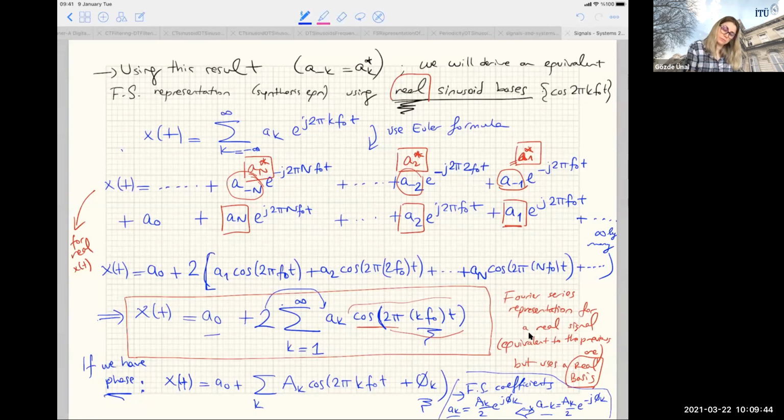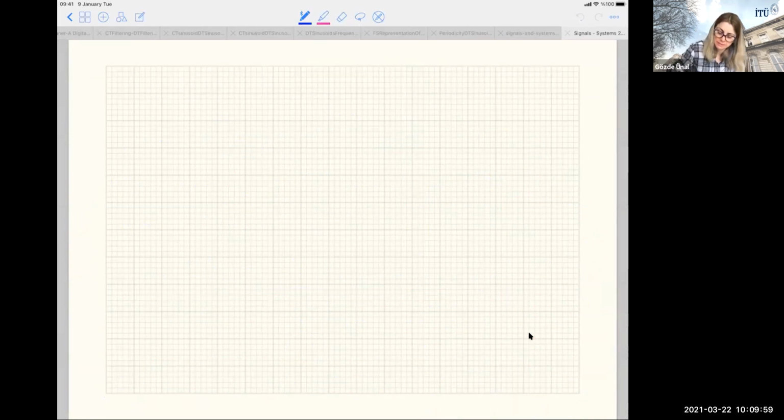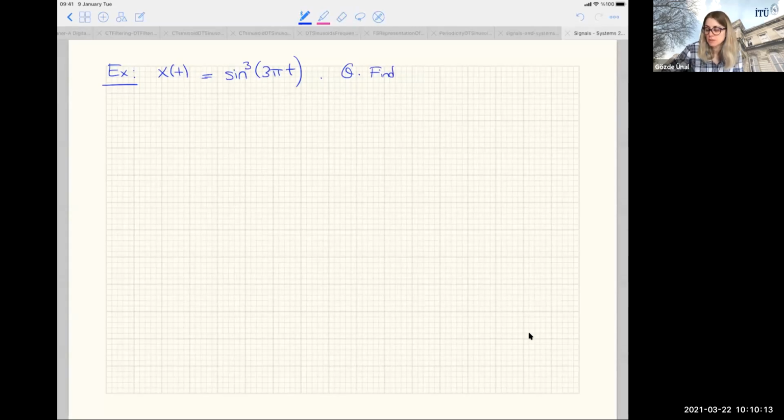I think we can do a few more examples. Let me see. Yeah, maybe this is a good example. Let's do this. Any questions until here, please ask, of course, anytime, guys. So let me give you another signal, sine cubed 3 pi t. And my question is, find the Fourier series representation. That would mean find the Fourier series coefficients, equivalently.